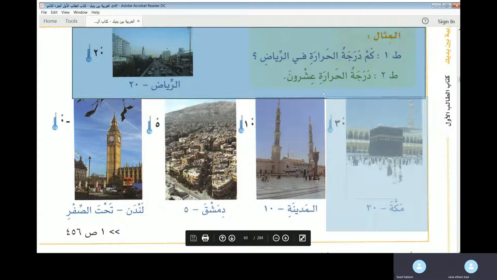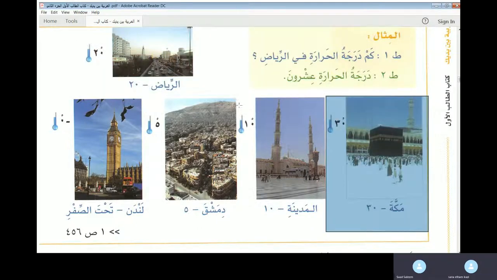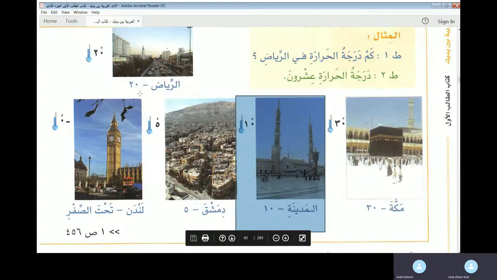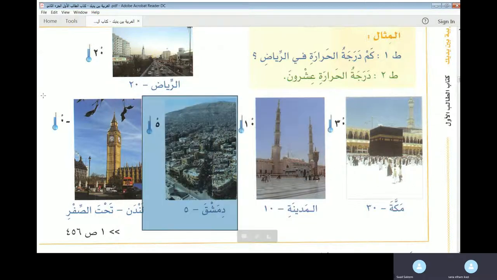كم درجة الحرارة في مكة؟ What is the temperature in Makkah? درجة الحرارة 30. The temperature is 30 degrees. كم درجة الحرارة في المدينة؟ What is the temperature in Medina? درجة الحرارة 10. The temperature is 10 degrees. كم درجة الحرارة في دمشق؟ درجة الحرارة 5. How much is the temperature in Damascus? The temperature is 5 degrees.